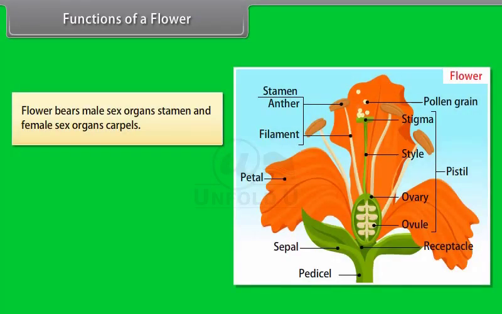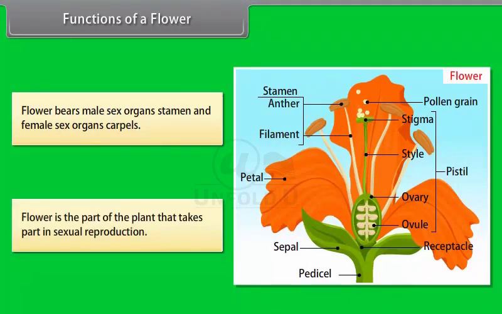Functions of a flower. Flower bears male sex organs stamen and female sex organs carpels. Flower is the part of the plant that takes part in sexual reproduction.